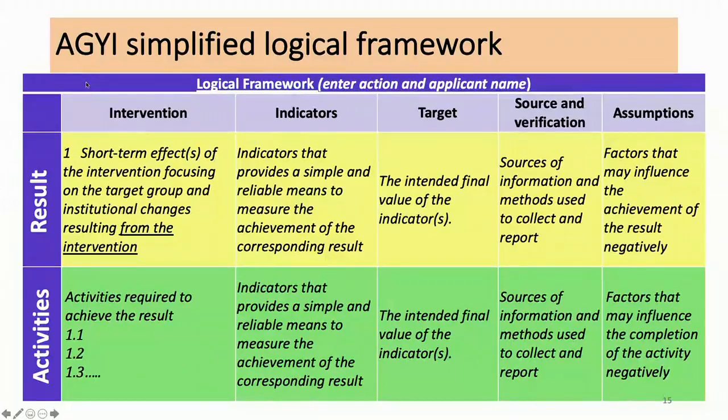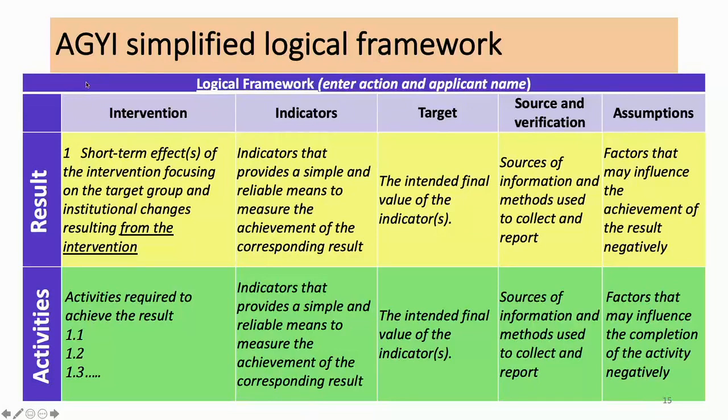A simplified African German Youth Initiative log frame requires the result, the intervention that you'll do, and indicators: how will you measure if this result has been achieved. Then the targets that you set. You want to train 20 people, or you want to reach 50 people in the community. It needs to specify the sources of verification: where will we find this information, and what documents and evidence can we produce to demonstrate that the result has been achieved? Then assumptions, the factors that may influence the project that are outside our control.